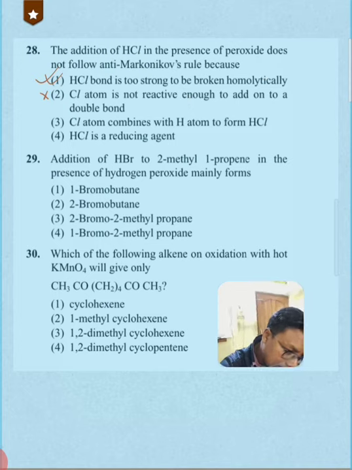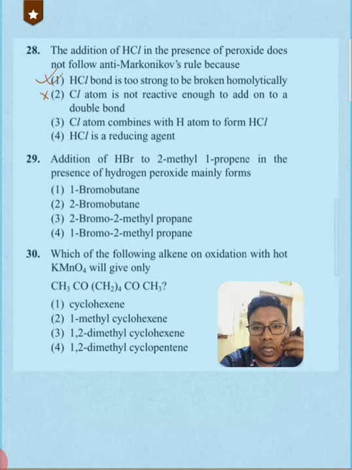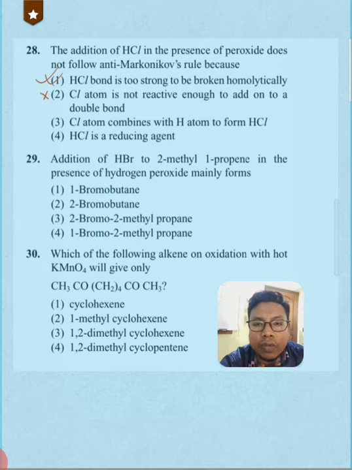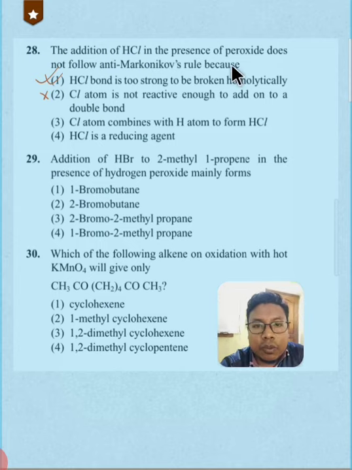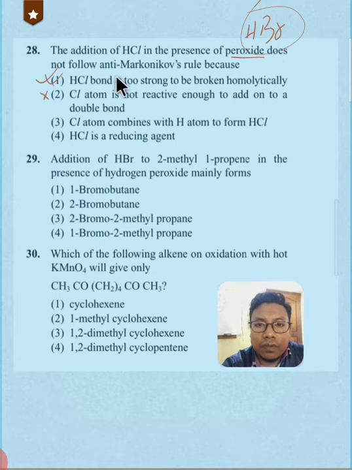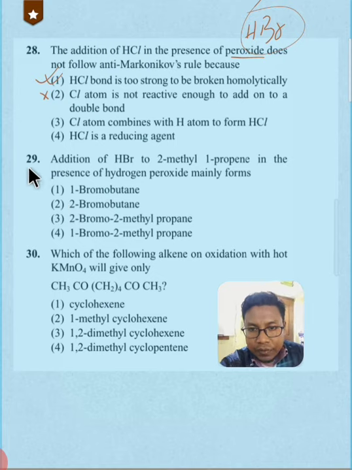Another reason, which is not given in the options, is that in adding HCl to an unsymmetrical alkene, two steps will be there, and one of the steps involves an endothermic process. That requires energy. So it does not follow anti-Markovnikov rule in presence of peroxide, and in presence of peroxide only HBr is applicable. The anti-Markovnikov rule or peroxide effect is valid only in case of HBr, not for HCl. I'm moving to the next question.